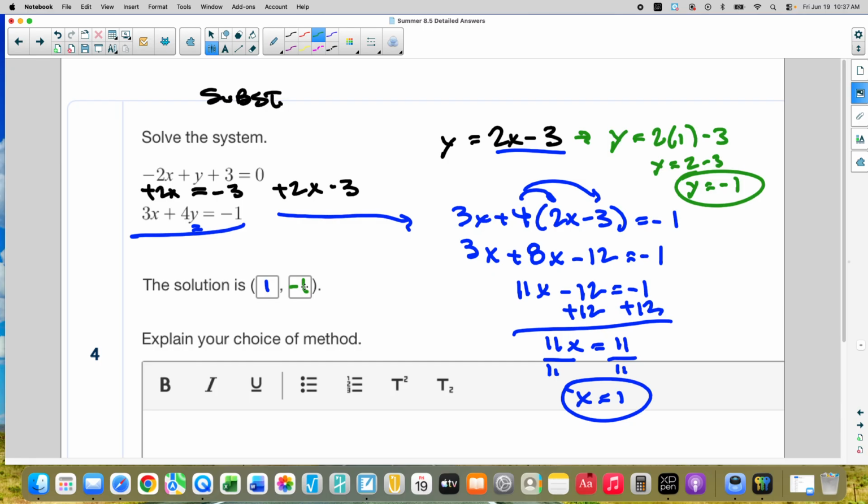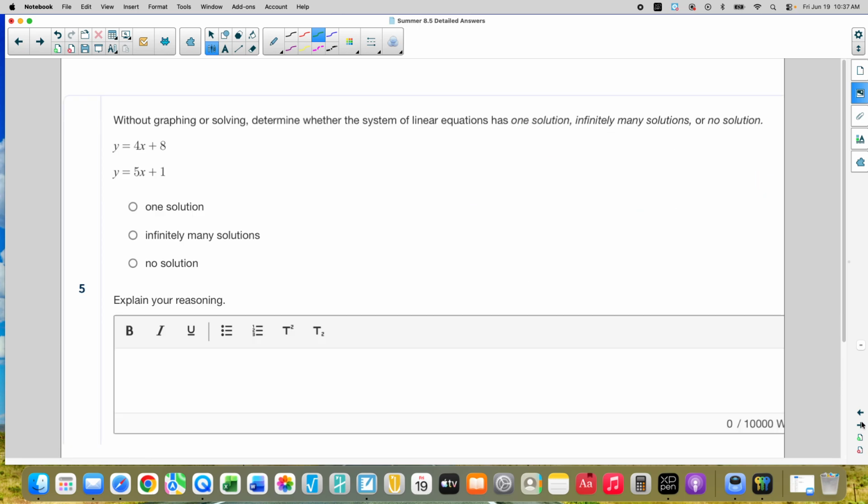Explain your choice of method. Well, graphing's horrible. It may seem easy, but it's the least accurate. And then I could have moved this and done, well, I wouldn't want to do elimination because then I have to multiply, and nothing naturally cancels when I move this constant over to get it in the same format. So substitution, which was my initial inclination, worked quite nicely.